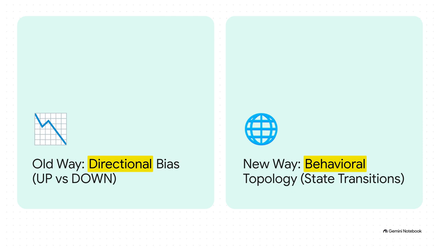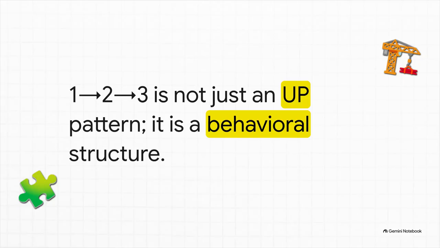We are looking at state, transition, and transfer. We aren't just labeling a direction, we're actually classifying the internal structural sequence of the move itself. Let me put it this way. A 1, 2, 3 sequence, that isn't just an up pattern. It's an internal behavioral grammar. It's a structure.